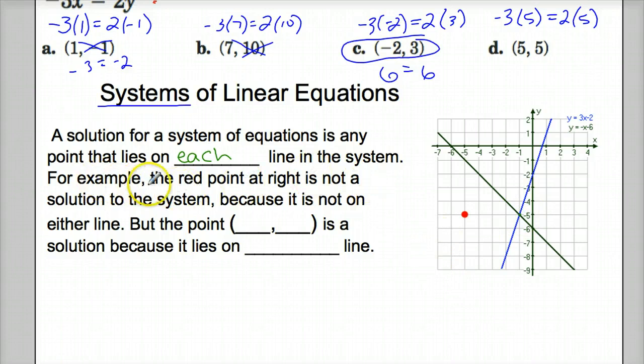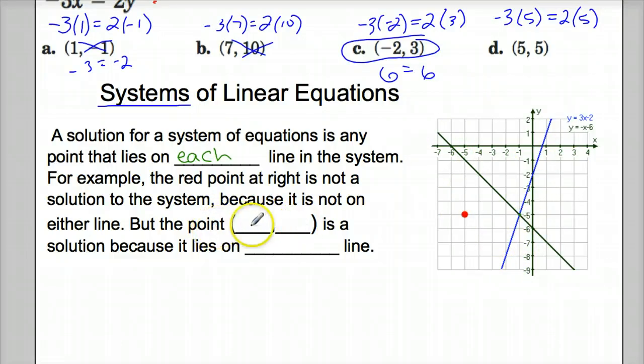Okay, for example, the red point at the right here is not a solution to the system because it is not on either line. This red point right here does not lie on the green line, and it does not lie on the blue line.